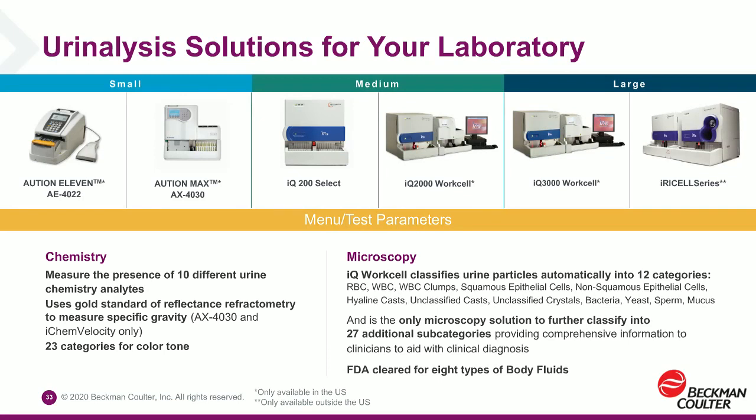We have scalable and customizable analyzer configurations to suit the needs of your laboratory. Our chemistry instrument measures 10 different analytes and utilizes the gold standard of reflectance refractometry to measure specific gravity. The IQ200 automated microscopy system classifies particles into 12 clinically primary categories with the capability of further subclassification into 27 additional categories. And finally, the IRIS is the only system on the market that is FDA cleared to run 8 different types of body fluids.